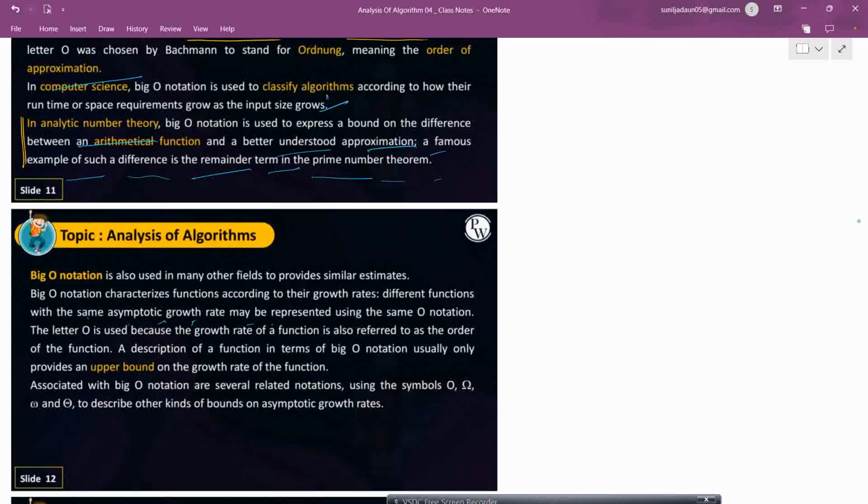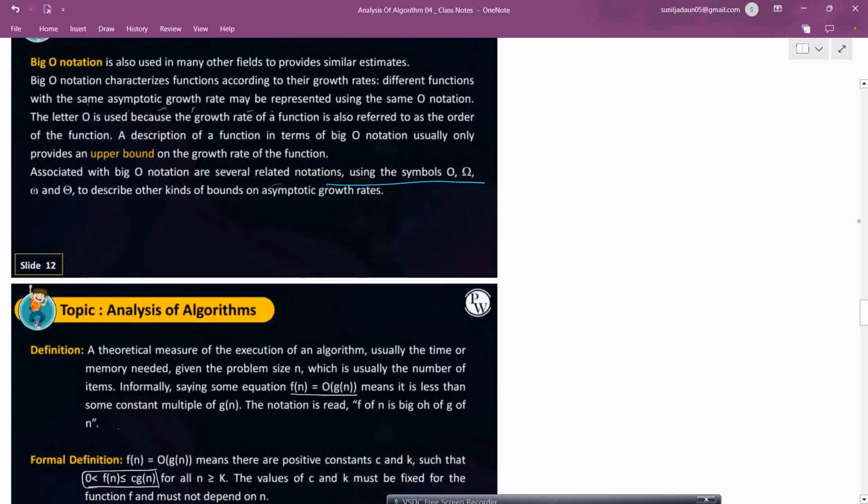A description of a function in terms of big O notation usually only provides an upper bound on the growth rate of the function. Associated with big O notation are several related notations, using the symbols big Omega, Theta, and small omega, to describe other kinds of bounds on growth rates.